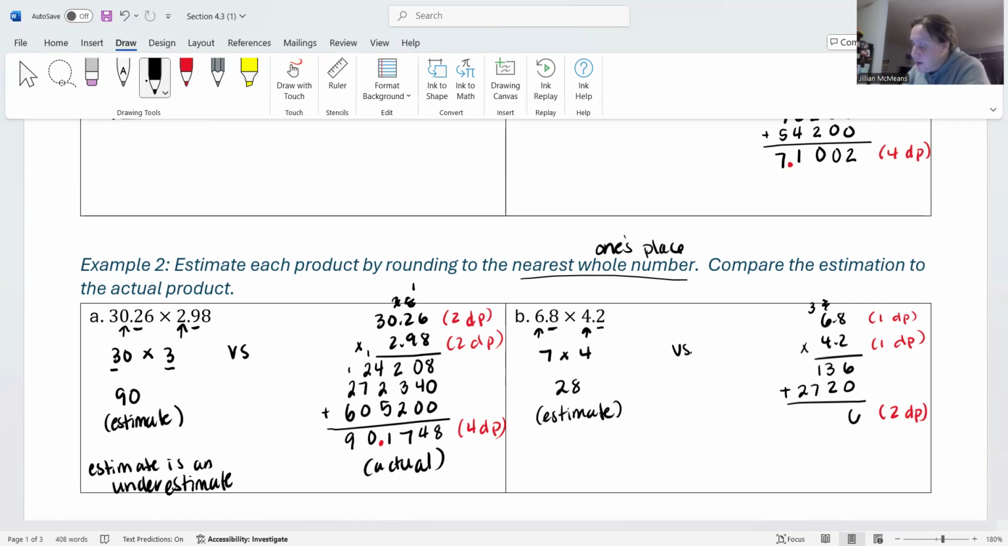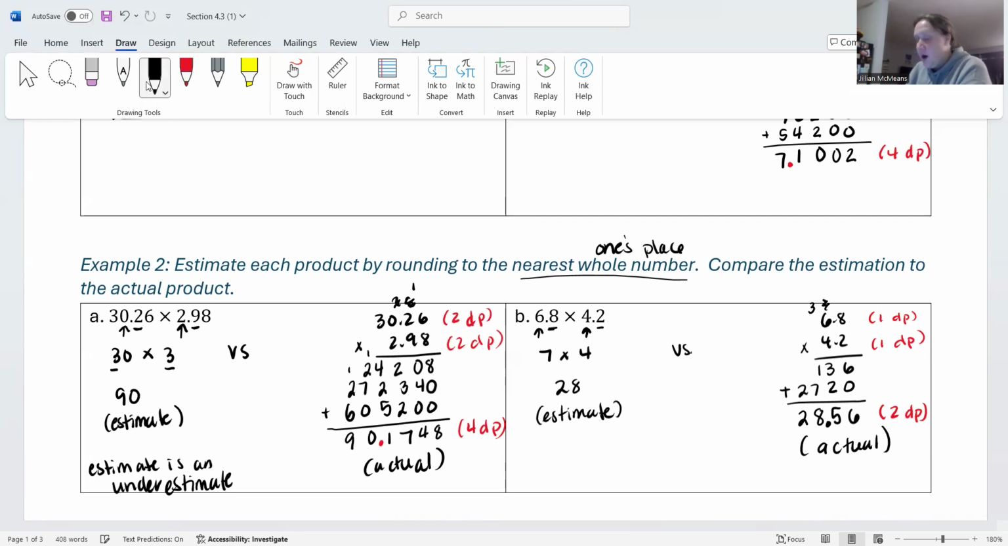So 6 plus 0 is 6. 3 plus 2 is 5. 1 plus 7 is 8. There's nothing to add to the 2, so I just drop it down. And we already know that our answer needs 2 decimal places, so we get 28.56.